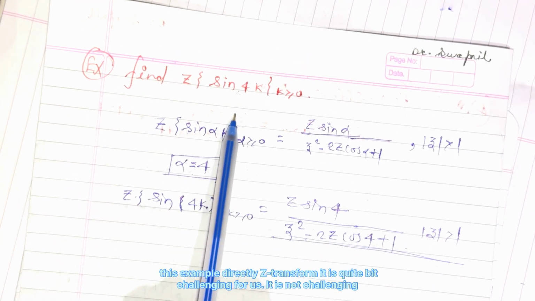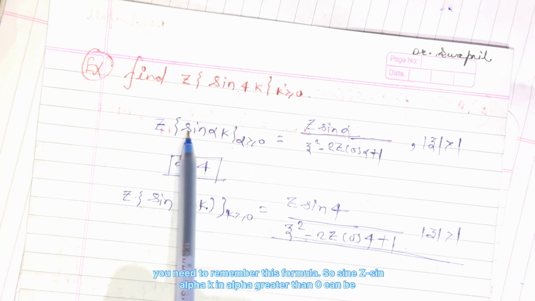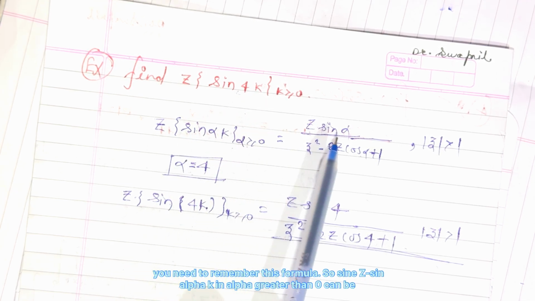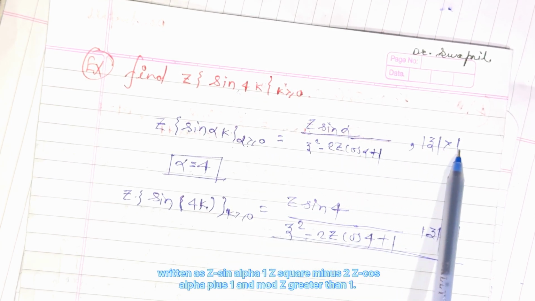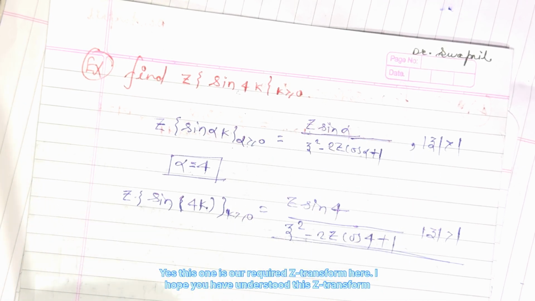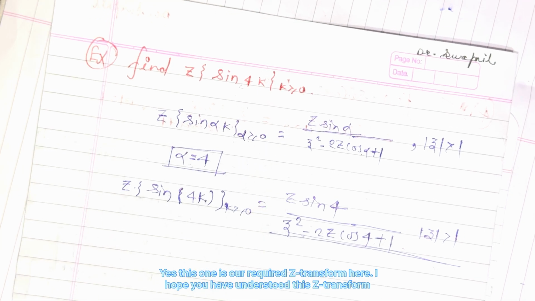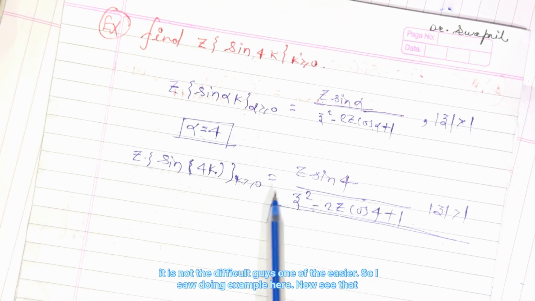Guys, if you solve this example directly by the Z transform, it is quite challenging for us. It's not challenging, but it is time-taking and needs a lot of lengthy calculation. To avoid the calculation, you need to remember this formula: the Z transform of sine alpha k when alpha is greater than 0 is Z sine alpha upon Z square minus 2Z cos alpha plus 1, with modulus of Z greater than 1. This is our required Z transform here. I hope you all have understood it. It's not that difficult, one of the easier ones. So I solved one example here.